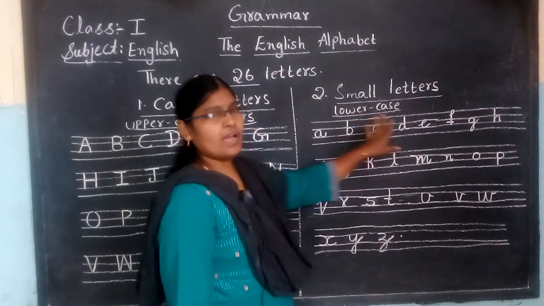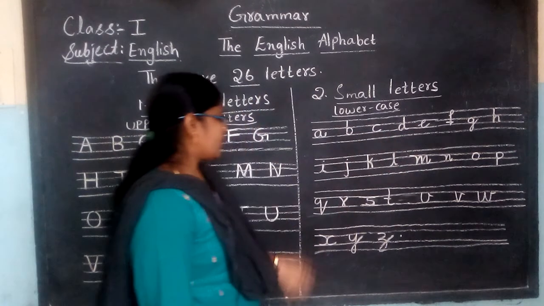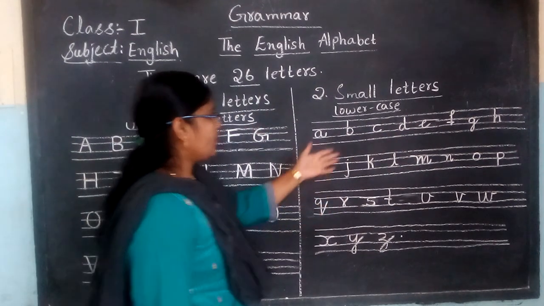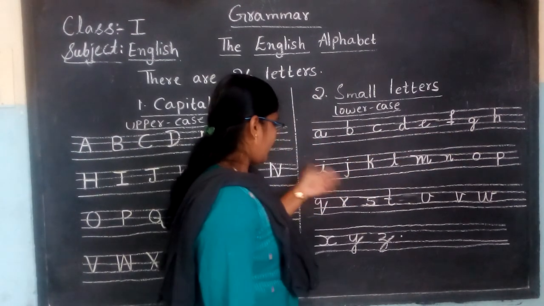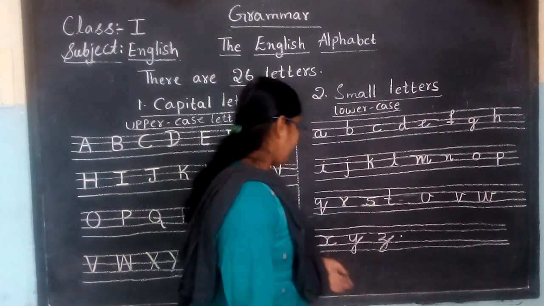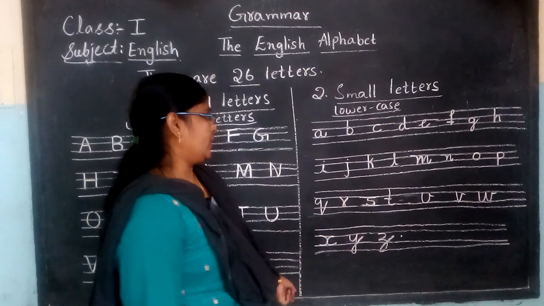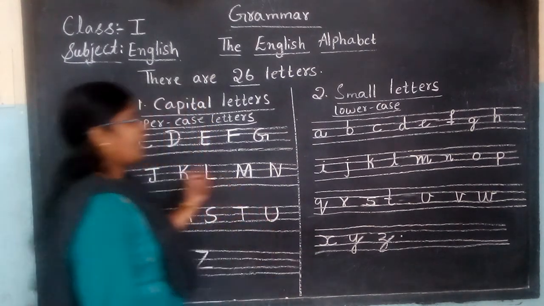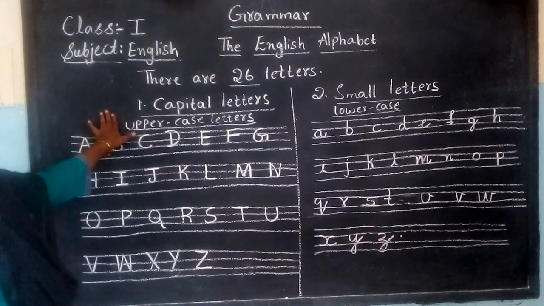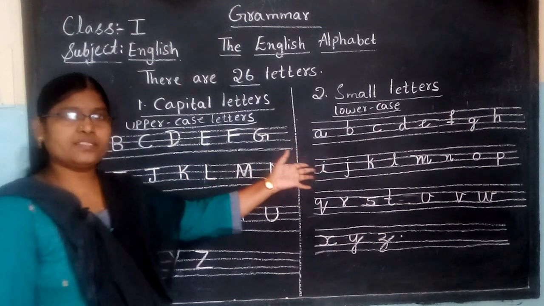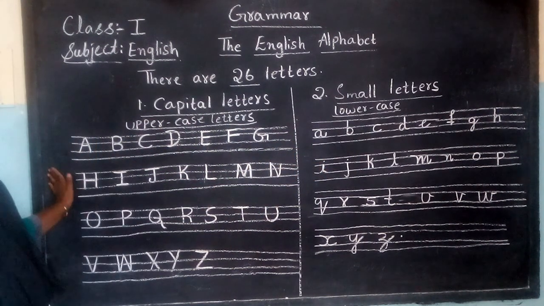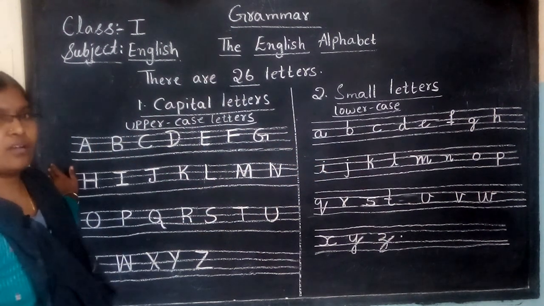These are called lowercase letters. Okay children, these are some letters, G, J, Q, P, Y and Z, that we have to write in the down case. Okay children, I hope you understood capital letters and small letters. Next class I will explain vowels and consonants.